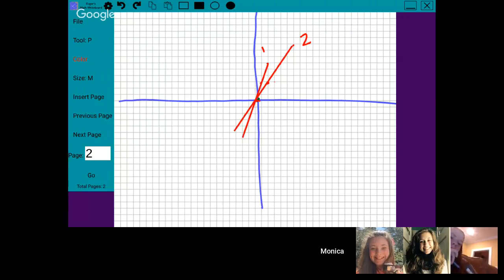So what can we observe from that to apply to the rest of the problems? If you look at the slope of line 1, it's 3. And if you look at the slope of line 2, it's 3/2. So the bigger the number, the steeper the slope.